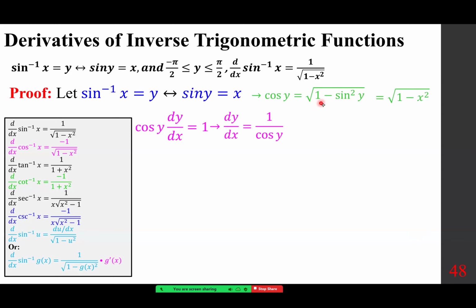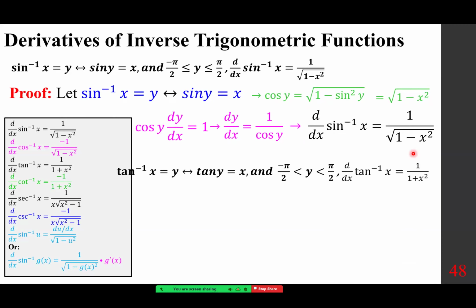Remember, there are two answers here. Why do we keep the positive? Because y is between negative pi over 2 and pi over 2, and cosine is positive in the fourth quadrant and the first quadrant. Cosine is positive. And so dy dx is 1 over cosine y. Replace it. That means d dx of sine inverse is 1 over square root of 1 minus x squared. We just proved that.